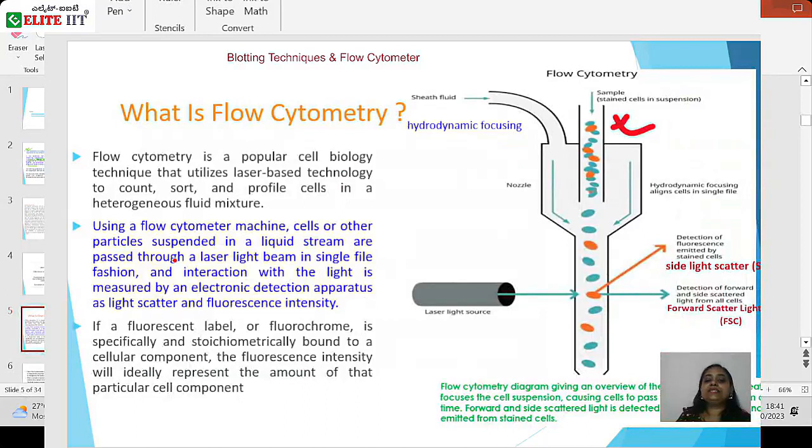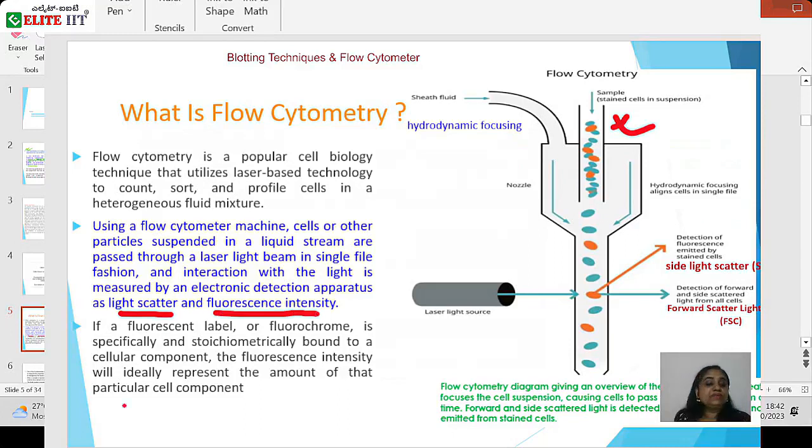Okay. Now, in this case, what is happening? Using a flow cytometric machine, cells or other particles are suspended in a liquid stream. The sample should be in liquid form, and they are passed through a laser light beam in single file fashion. The interaction with the light is measured by an electronic detection apparatus as light scatter and fluorescent intensity. Light scatter we are also determining. There are two types of light scatter: side light scatter as well as forward light scatter. So these two light scatter detections plus fluorescence intensity detection are done here.